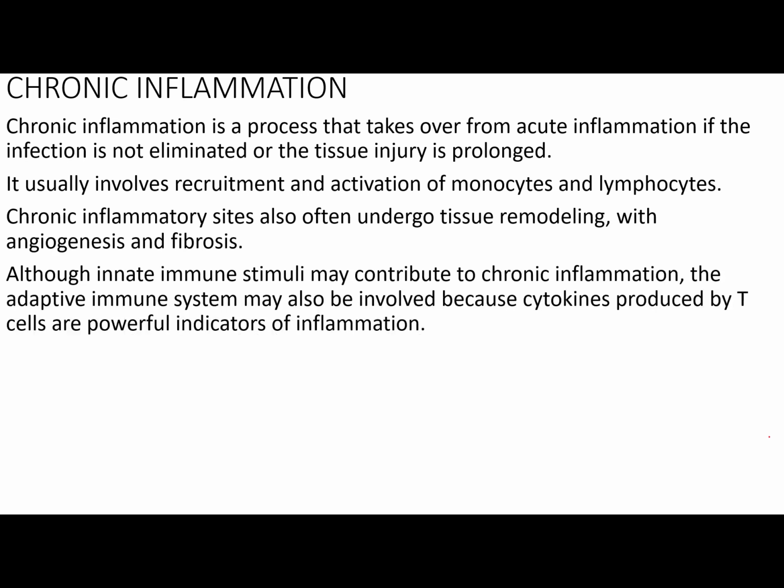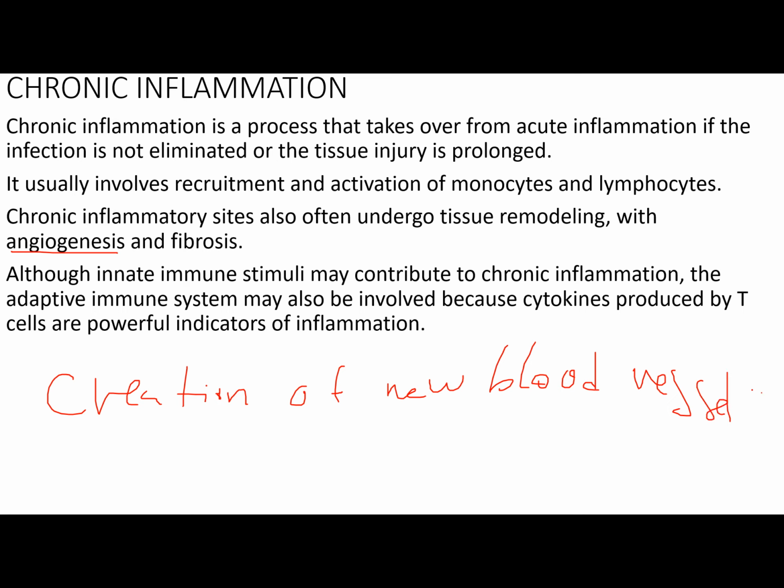Okay, let's continue. Last one, class. Chronic inflammation is a process that takes over from acute inflammation if the infection is not eliminated or the tissue injury is prolonged. It usually involves recruitment and activation of monocytes and lymphocytes. Chronic inflammatory sites would also often undergo tissue remodeling with angiogenesis. Now, when you say angiogenesis, class, this would refer to the creation of new blood vessel, as well as fibrosis, new fibers.